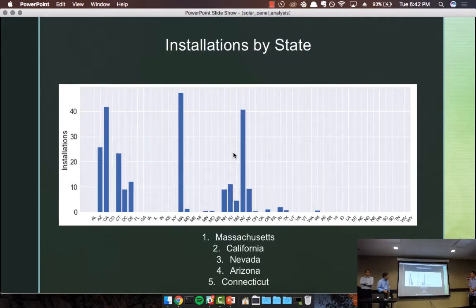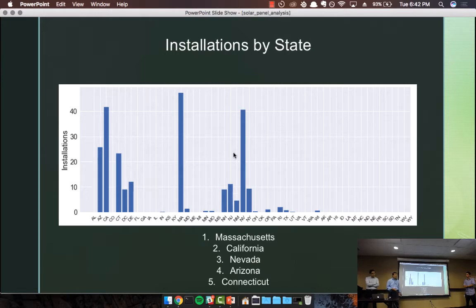Yes, I'm going to talk about more of the analysis results. Mike has presented the installation data for each state, but that's the total installations. Here, we actually look at the installations in each state with the data normalized. We basically look at how many installations per 10,000 people.